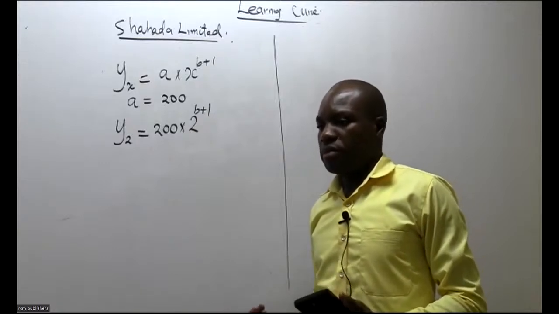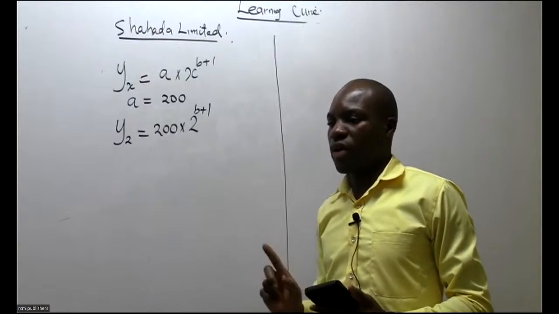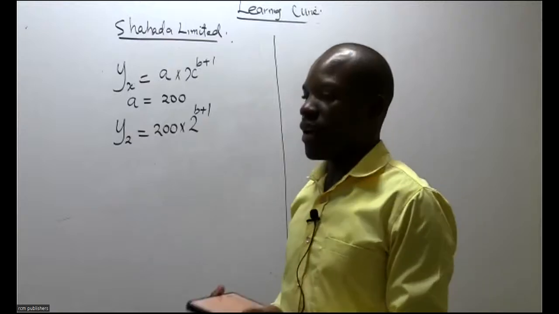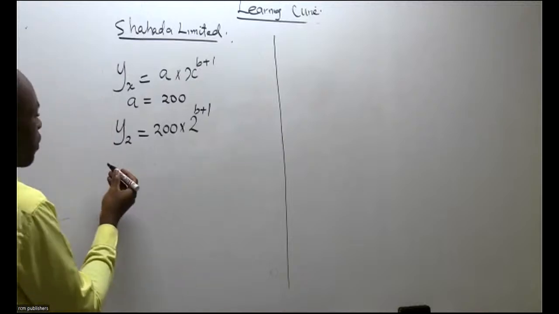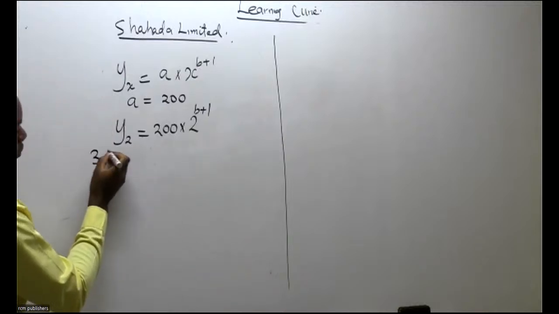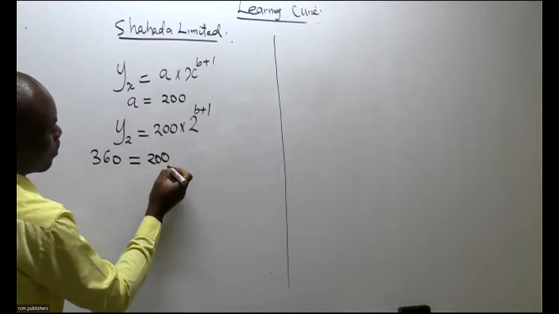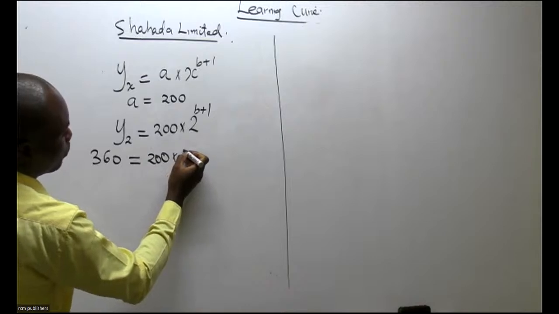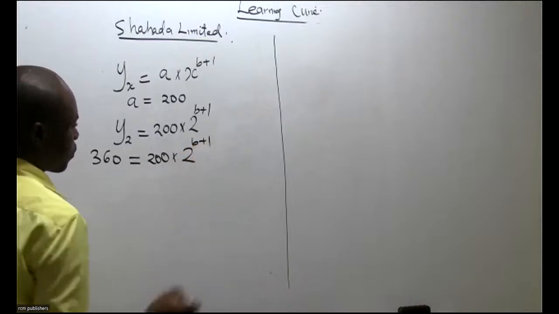Cumulative time that is required to produce the first 2 units. Do we have it anywhere? Yes, 360. So when we come to this point here, our 360 is equivalent to 200 multiplied by 2 raised to power B plus 1.